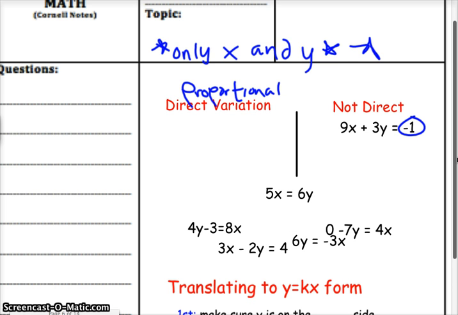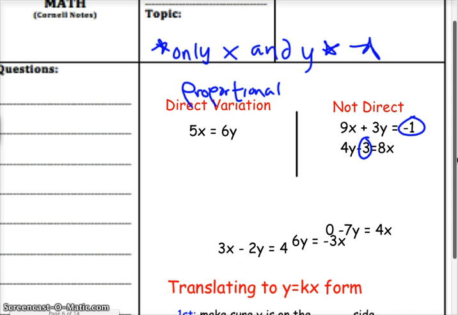5x equals 6y, direct or not direct? Direct, because there's only x and y. 4y minus 3 equals 8x. Direct or not direct? Not direct, because of the negative 3. I only want x and y for direct variation.